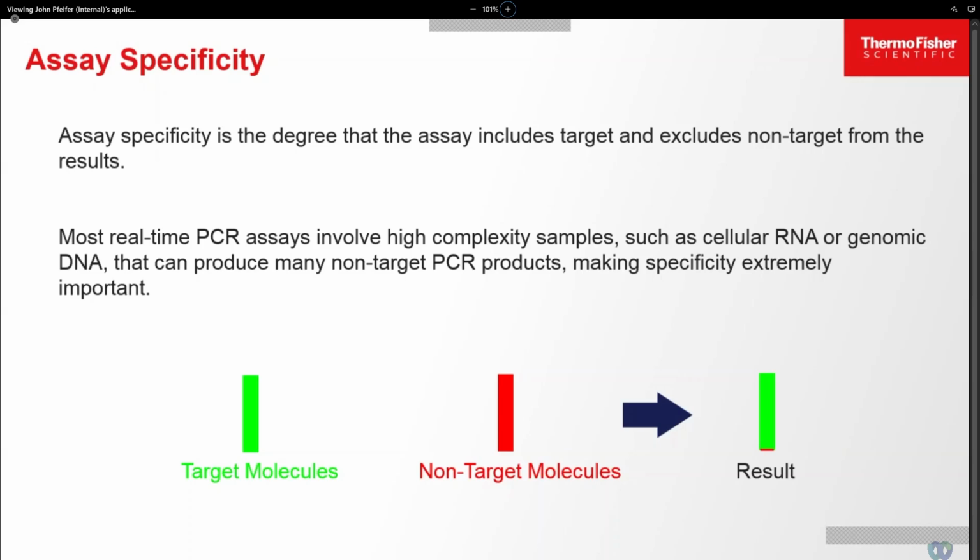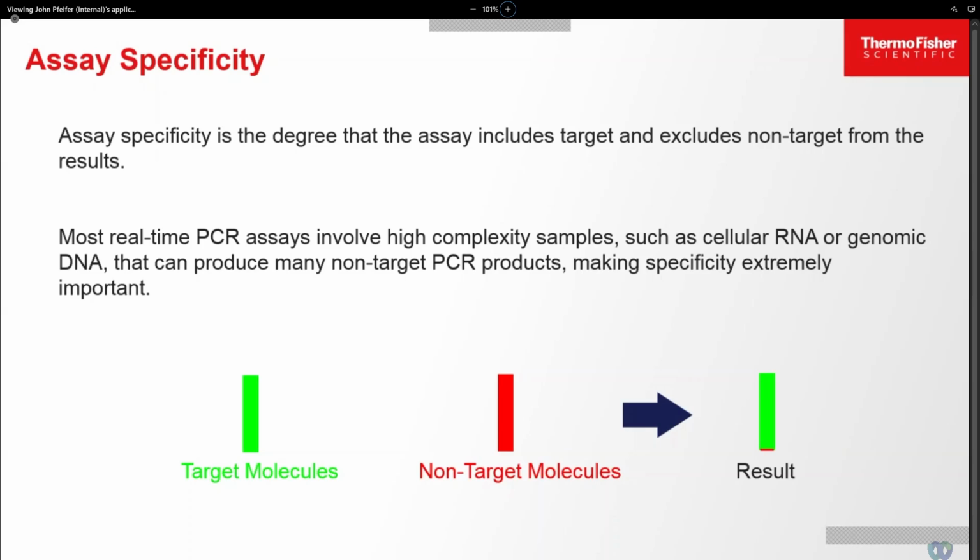Now, if you remember, a few moments ago, I showed a picture of a PCR gel, and you could tell that there were some non-target products there because they were of different molecular weight than the target band. So that was meant to introduce the concept of specificity. So assay specificity can be defined as the degree to which the assay includes target and excludes non-target from the results. What I've done in this slide is represent specificity in a kind of symbolic, or you could say mathematical way. So the green bar represents target molecules in your sample, red bar represents non-targets.